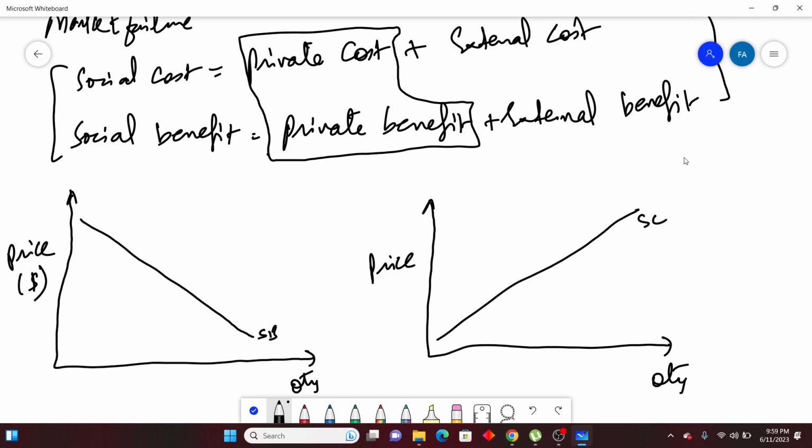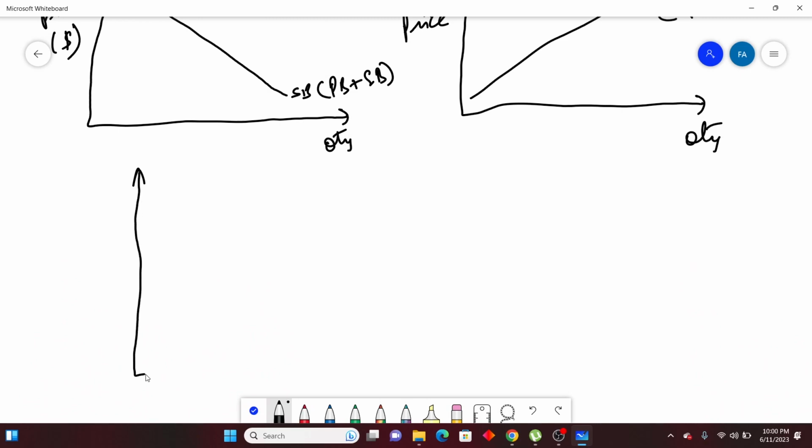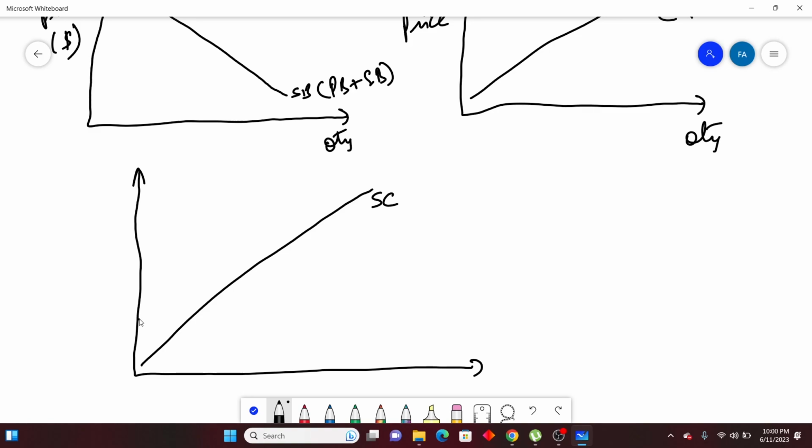Sorry, private cost. So we just need to make these graphs very clear. If I'm making a bracket over here, EC, private cost plus external cost, EC, and social benefit, private benefit, PB, plus external benefit. Now we need to see where the graphs are. So I'll make a graph which will involve the private benefit and the social benefit. Let's talk about this. This is your social cost and this is your private cost, PC. Okay, this is your social benefit, whereas this is your private benefit.